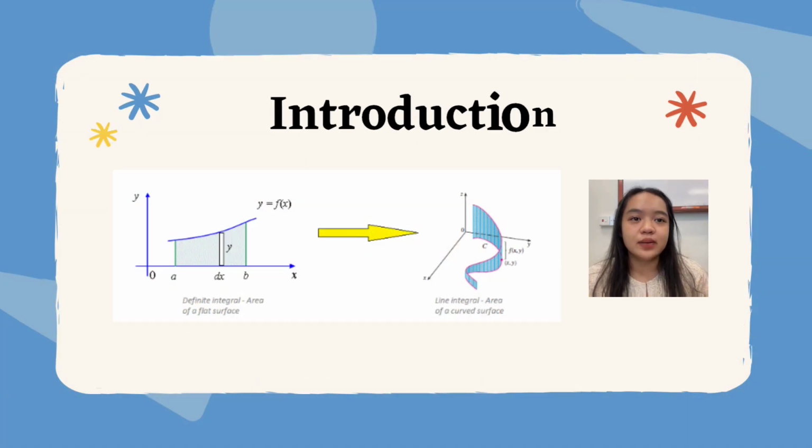A simple example is if we have a wire that bends in space with different densities at each point, we use a line integral to find the total mass of the wire by following its exact shape.